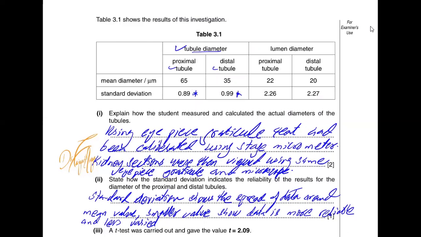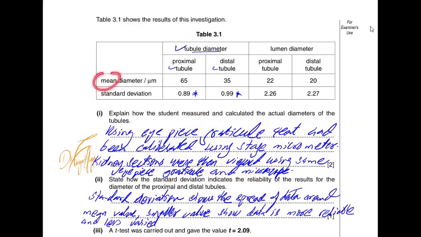The next thing they're asking is explain how the student measured and calculated the actual diameters of the tubules. Now you need to recall your AS practical skills and how the actual diameters can be calculated. Simply, you will use an eyepiece graticule that had been calibrated using the stage micrometer. Kidney sections were then viewed using the same eyepiece graticule and the microscope at the same magnification. So this will get you 2 marks.